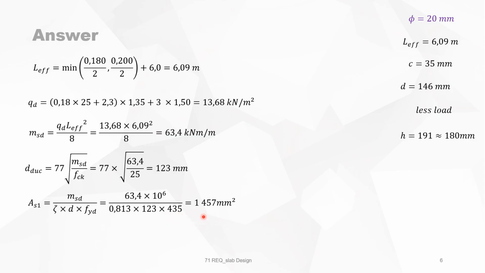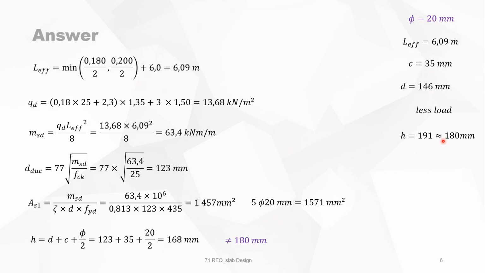And we need 1,457 square millimeters. We can do that in 5 diameters 20, which gives you 1,571 square millimeters per meter. So the total depth is now D, 123, plus the concrete cover, 35, plus the point of gravity of the reinforcement, so one layer diameter 20, so it's 20 divided by 2, and we have now 168 millimeters. But we started with 180, so we are still not there.